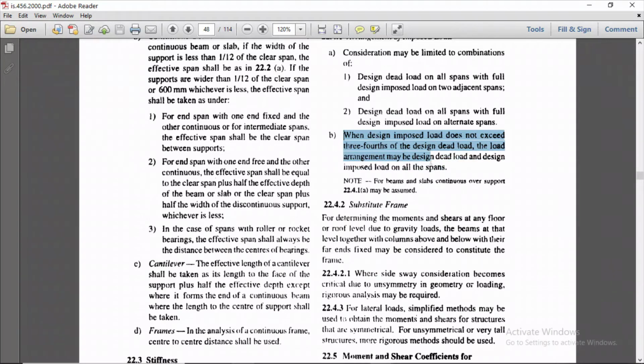So it is for deciding which load condition we are supposed to take. So let us check this condition for our case. Ultimately we need to check our design imposed load, which is live load. We need to check whether it is less than 3/4 of dead load, right? So let's go to the board.